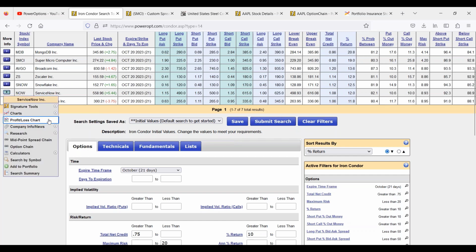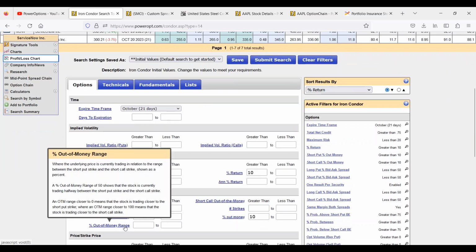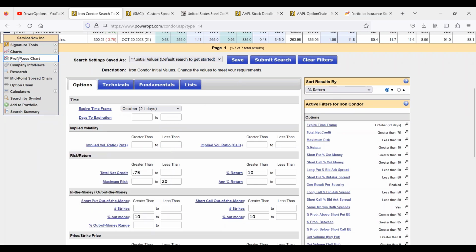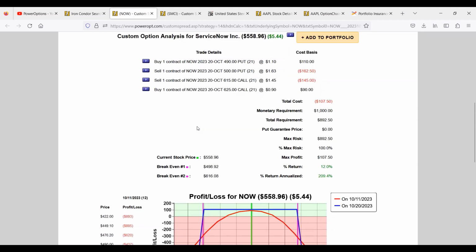So that means that we're going to be near this out of the money range I typically look for. Usually I use this to be between 40 and 60%, meaning the stock is pretty much equidistant from the short call and the short put strike price. 500 put for October 21st. First, let's go to the option research tool for that particular option.